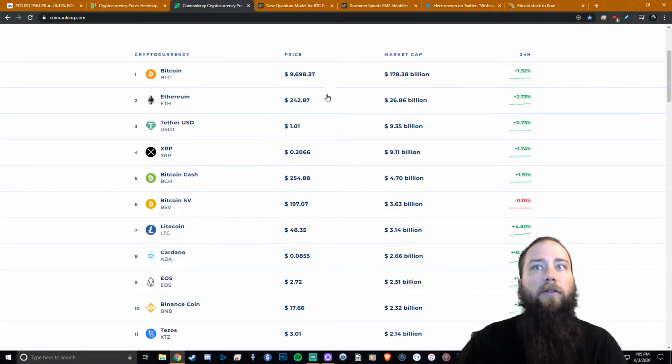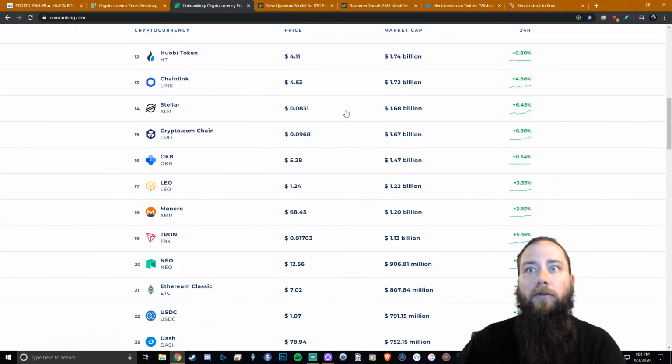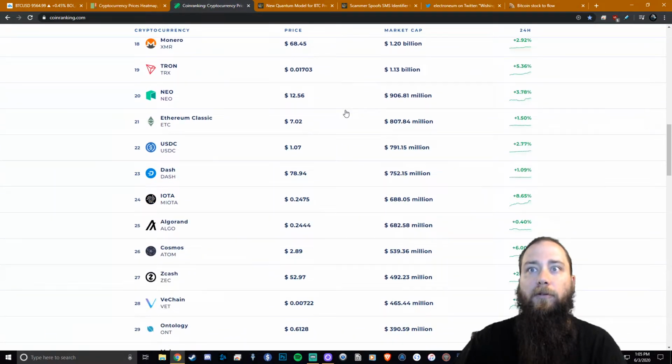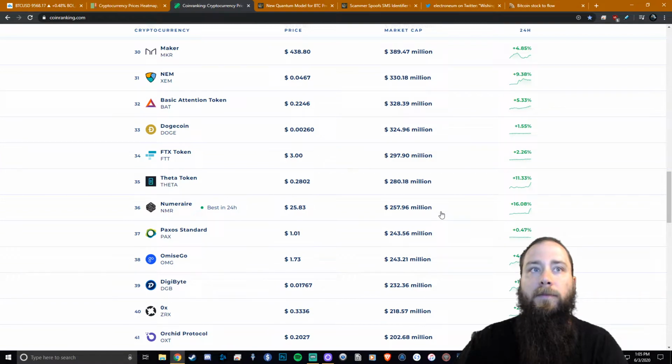Decently a green day all around. Altcoins pretty green, Bitcoin a little green. We're only talking 1-2% here for Bitcoin, but lots of green. Got a 9% for NEM, 16% for Numeraire. It's the best in 24 hours.